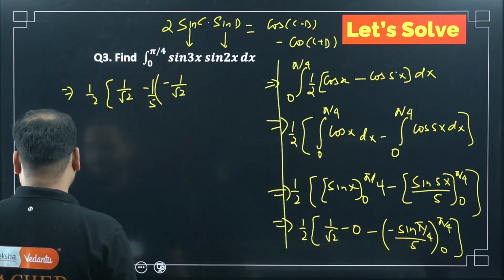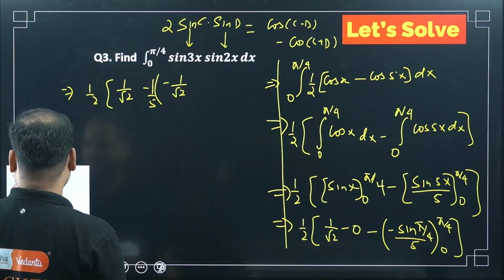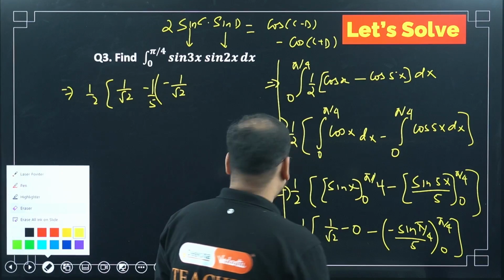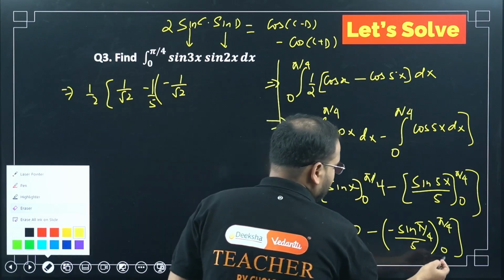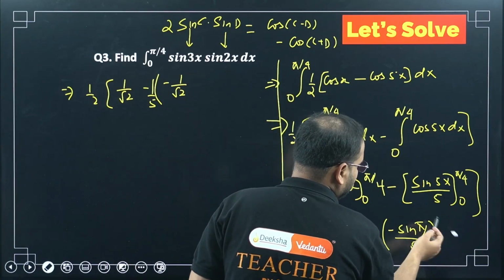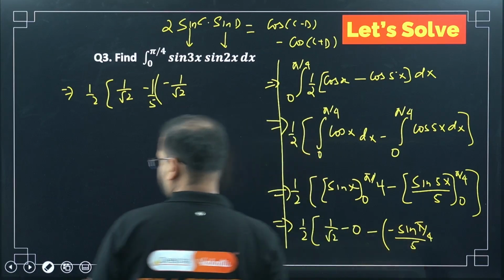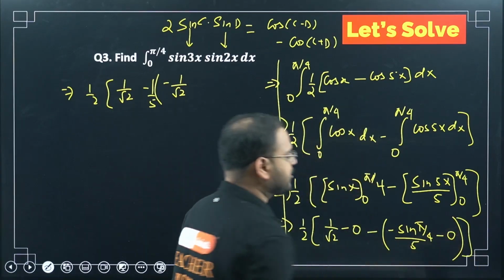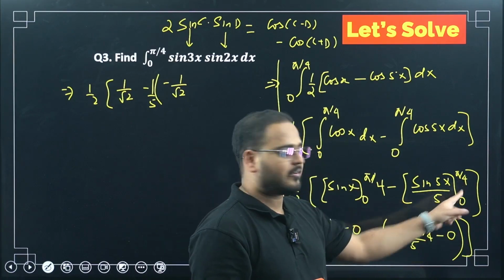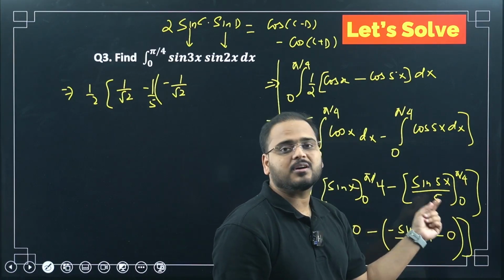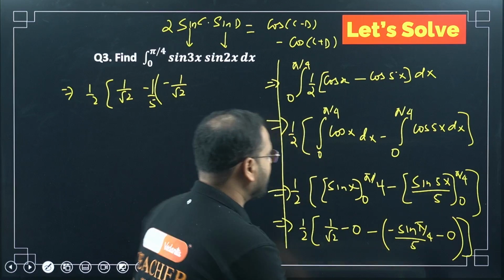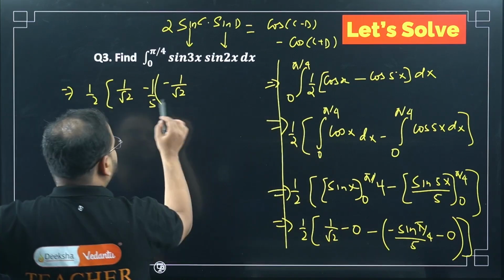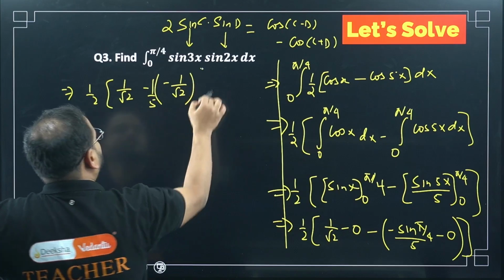Please understand this. I have not written this 0 part. I have already taken this limit, so I don't have to write it again because pi by 4 is already considered here. This will simply become minus 0. When I write pi by 4, I have used the upper limit, so the lower limit also has to be used: 5x means 5 times 0. Sine 0 is 0. So the lower limit is simply 0. Moving on, I get 1 by 5 minus 1 by root 2, that is 0. Don't have to consider that.